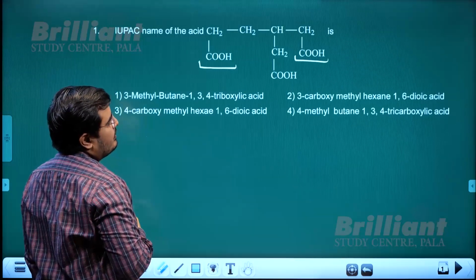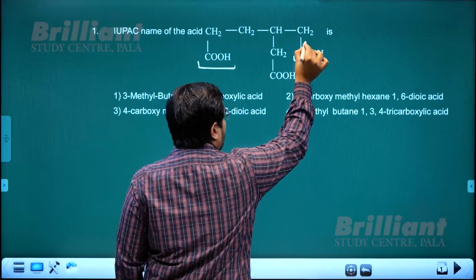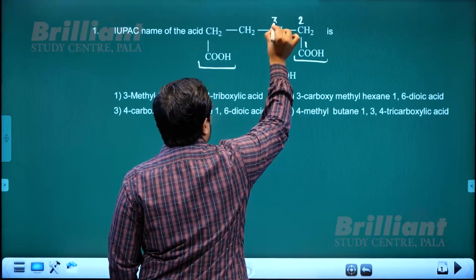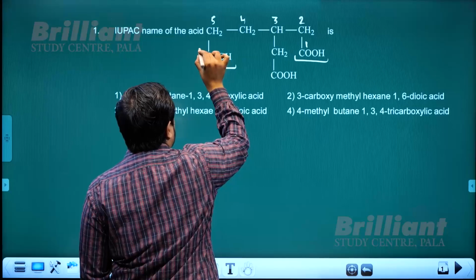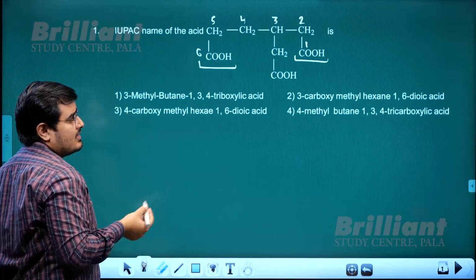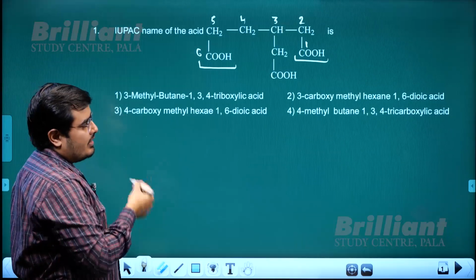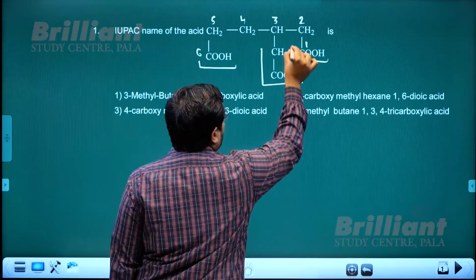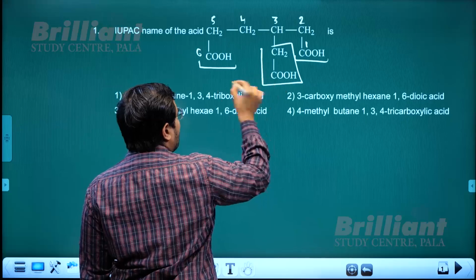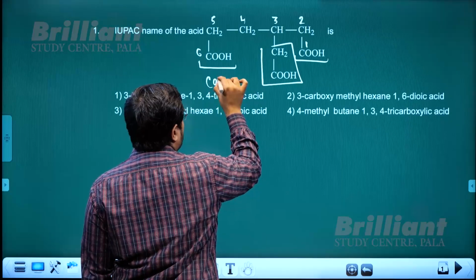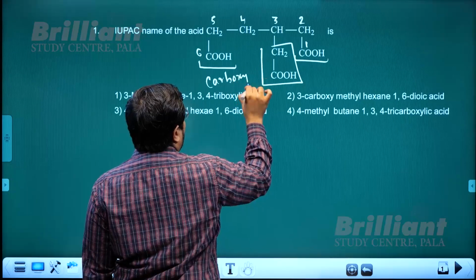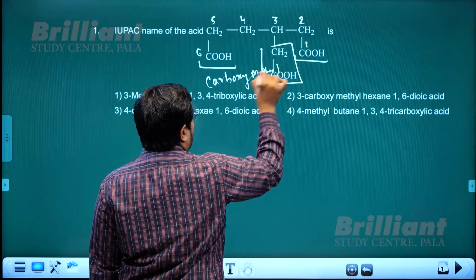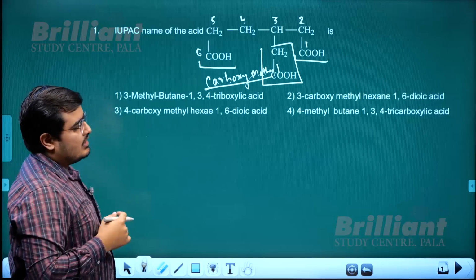So in this, what we are going to do is number it starting from the carboxylic acid as the first. This will get 2, this will get 3, this will get 4, this will get 5, this will get 6. Numbering is done in such a way that the one with the side chain will get the lowest locant. As we can see, on the third position we have COOH, the prefix we'll be using will be carboxy, and then we have a CH2 group for which we can use methyl. So we can name it as carboxymethyl, which is at the third position.